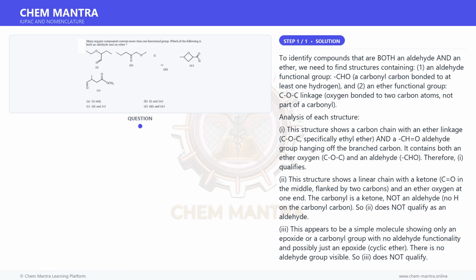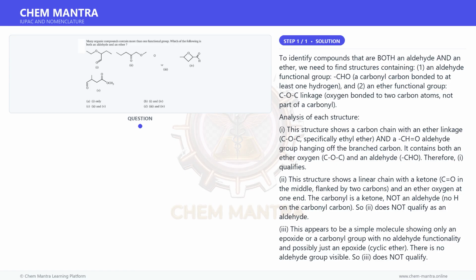4. This structure shows a 4-membered ring containing an oxygen, oxetane, a cyclic ether, C-O-C linkage, and an aldehyde group, CHO, shown with the C=O and H explicitly. It contains both an ether, the oxetane ring oxygen, and an aldehyde, CHO. Therefore, 4 qualifies.